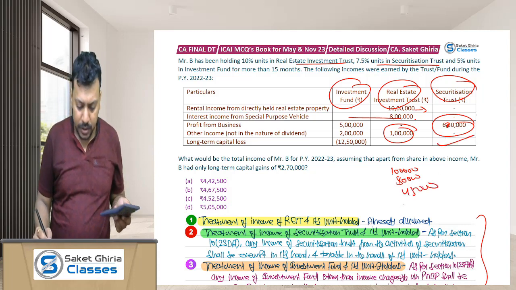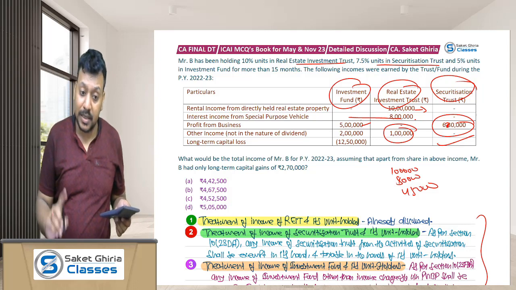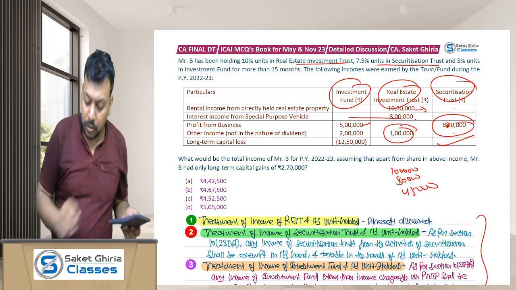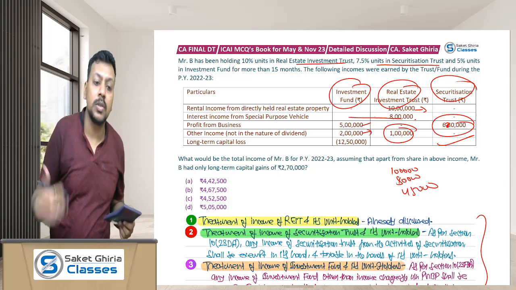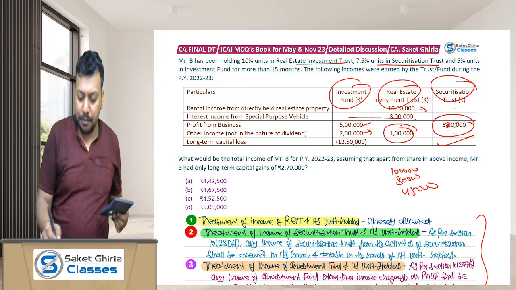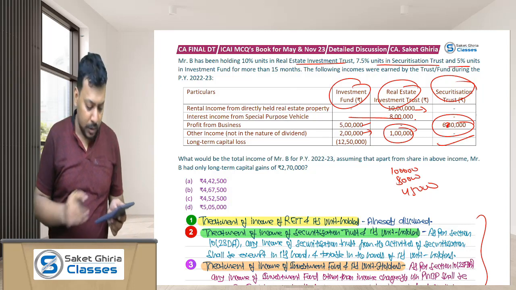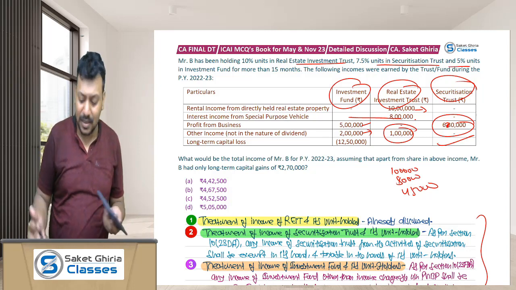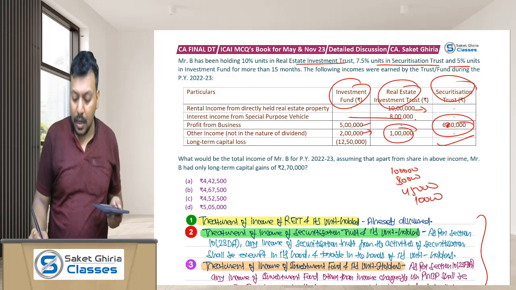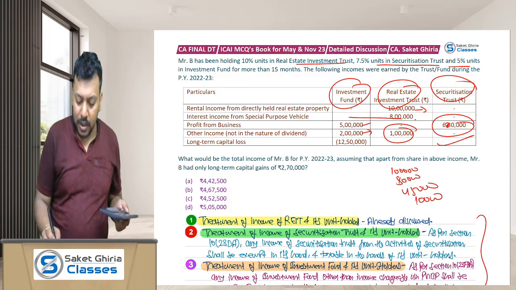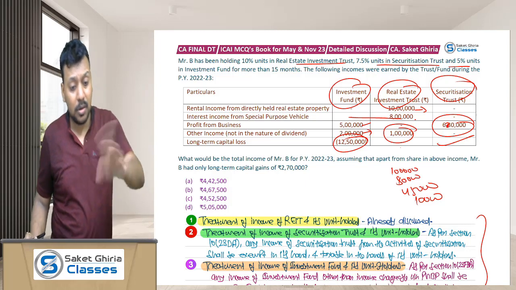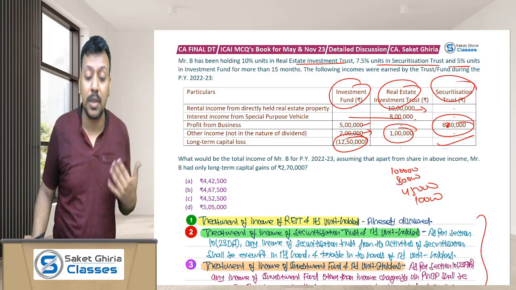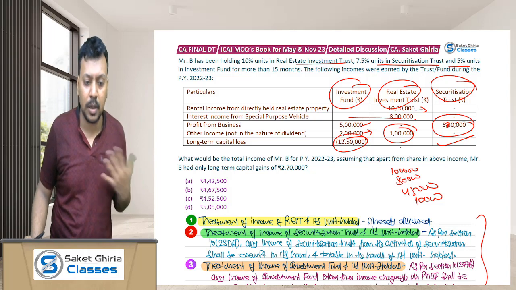So securitization trust is done. Profit from business of the investment fund, this is taxable in the hands of the investment fund and exempt in the hands of the unit holders. But the rupees 2 lakh, this is taxable in the hands of the unit holders, and 5% is being held in the investment fund. So 2 lakh into 5%, 10,000 rupees. Also there is a long-term capital loss. So this loss of rupees 12,50,000 will be allocated to the unit holders if they held the unit for at least 12 months.